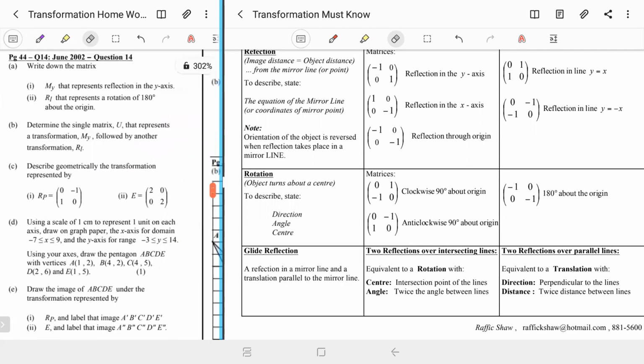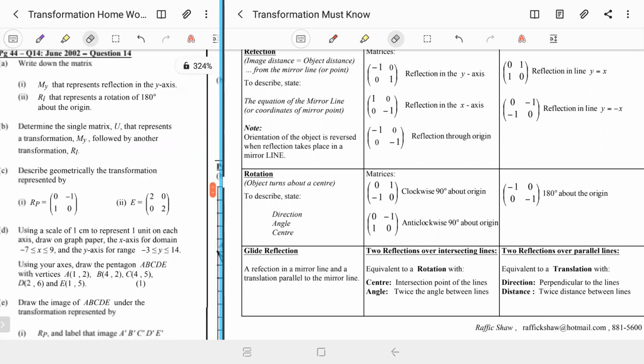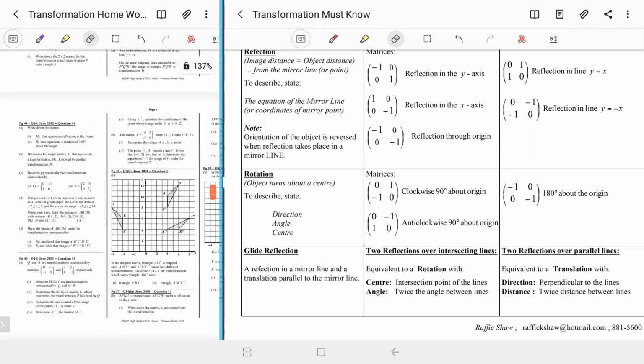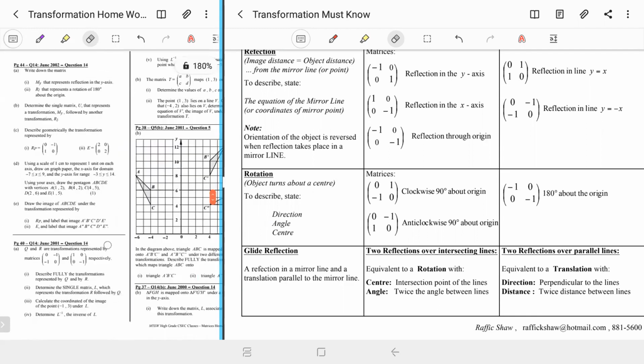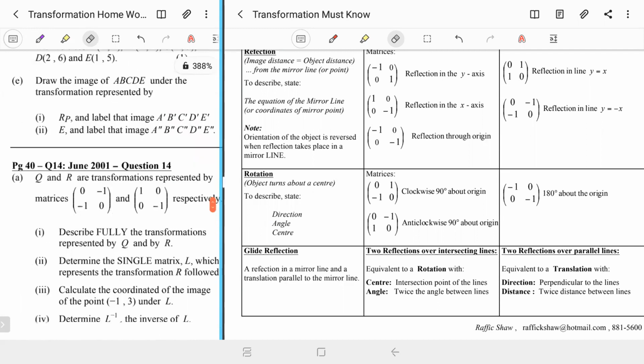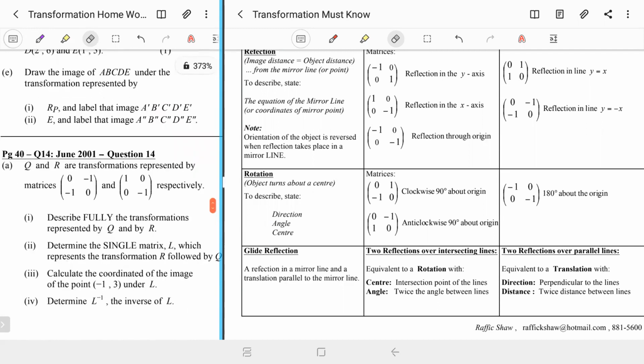And say you must describe them. Another question here: Q and R are two transformations, this one and this one. This one is a y equals minus x reflection, and that one is a reflection in the x-axis. So we have y equals minus x, and then the x-axis.